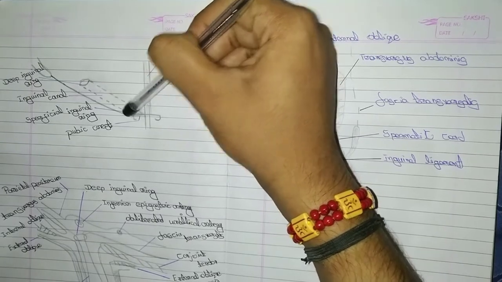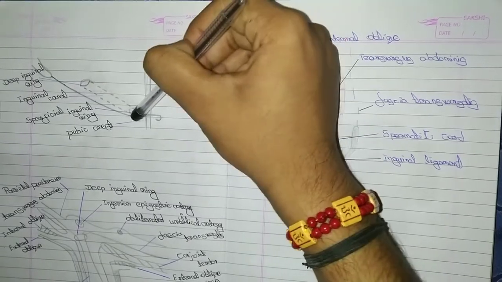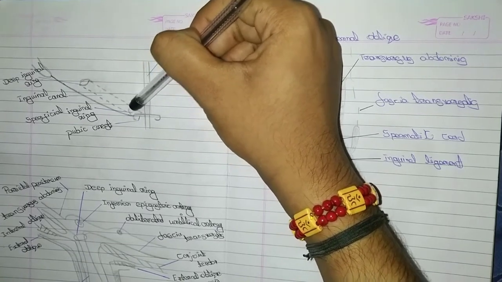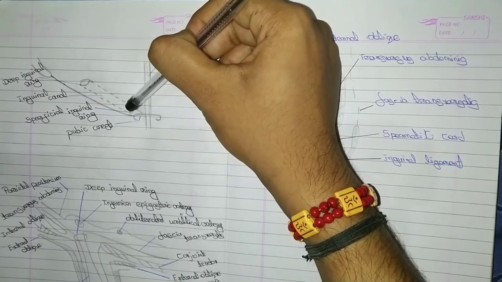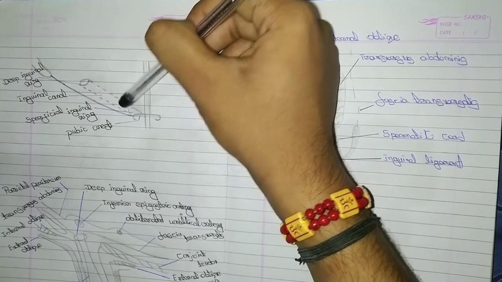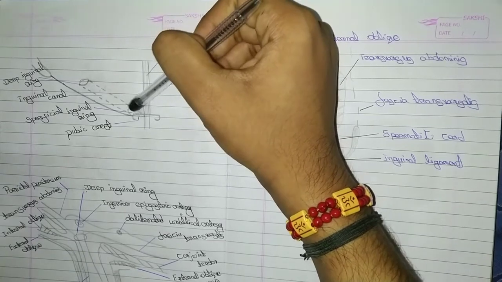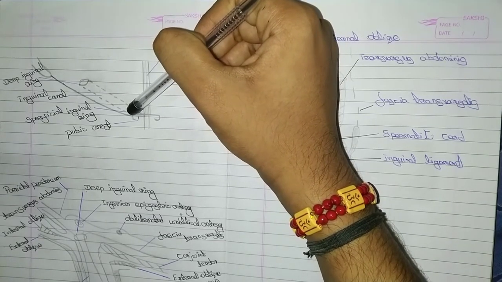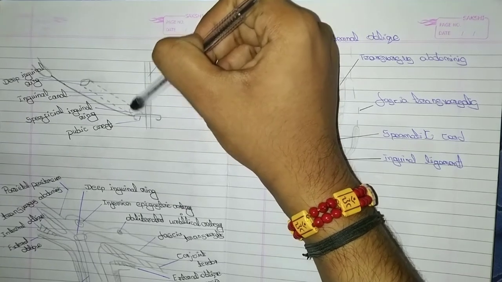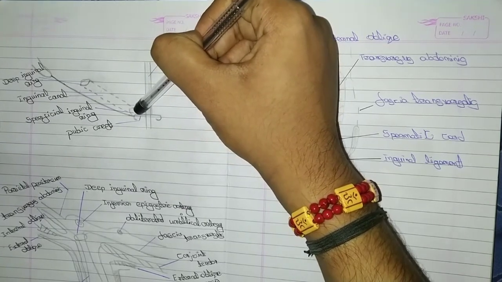This is a triangular opening in which base is formed by pubic tubercle, and both lateral sides are called crura, which meet at the apex by the intercrural fiber. It is 2.5 cm long and 1.2 cm broad at base.